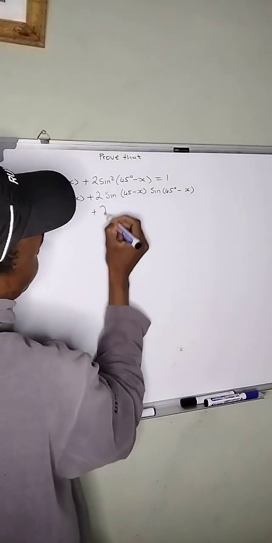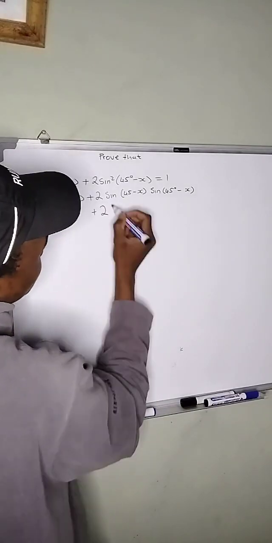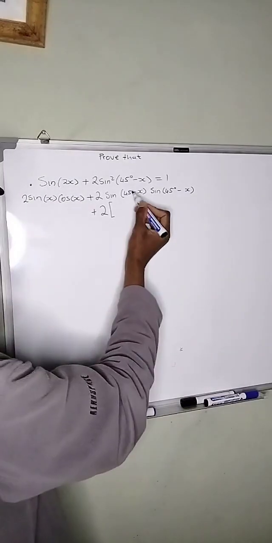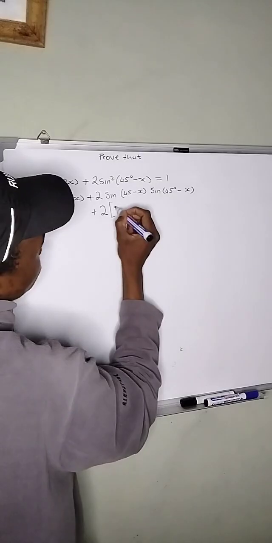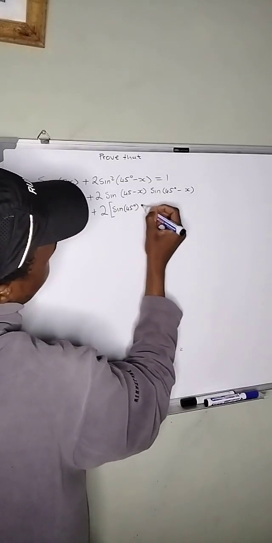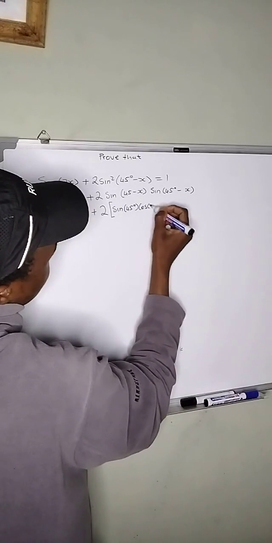So I'm going to have 2, the big bracket, the identity for this guy, ne? It's going to be sine 45 cos x.